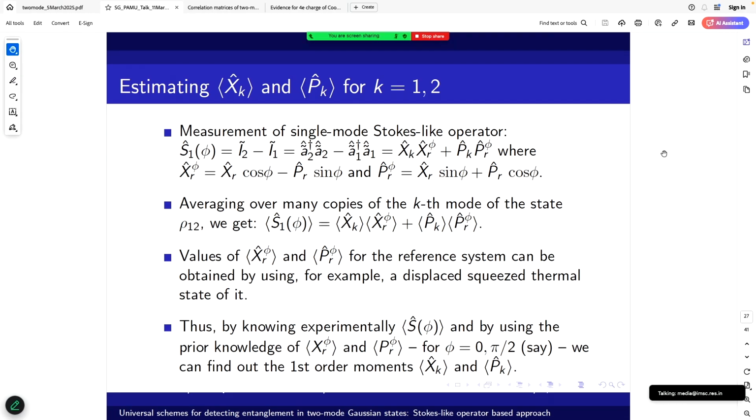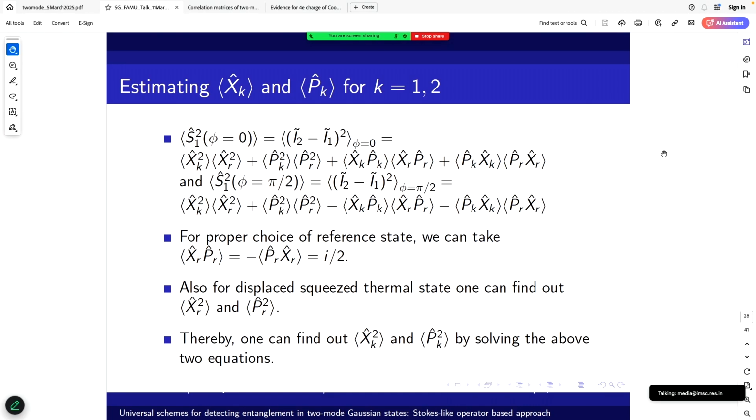I change phi. I will have 2 equations, and then I can figure it out, because this will not change x_k and p_k, only these values will change. So that is like solving a pair of linear equations. By knowing this experimentally and by using the prior knowledge of these local oscillator average values, I mentioned here phi equal to 0 and phi equal to pi by 2 will work. We can find the first order moments for the kth oscillator, and k can be 1 and 2, that is not a problem, both of them. So, by this method you can figure out the mean values.